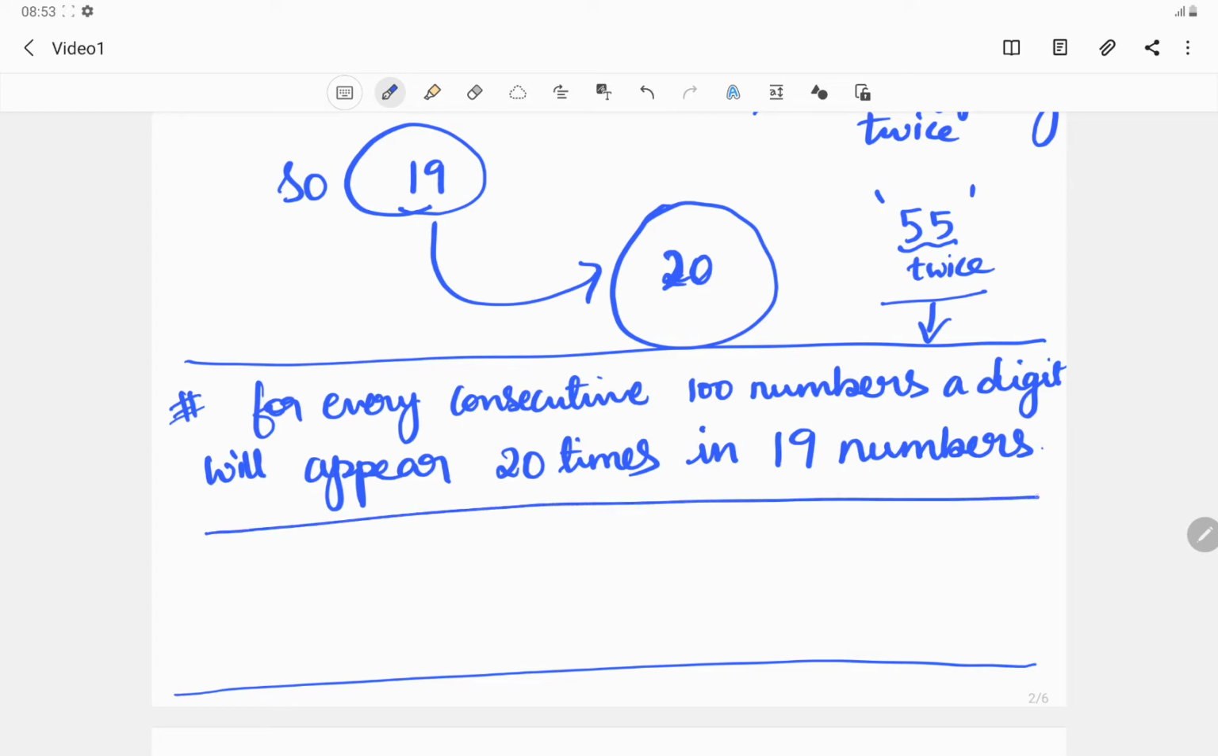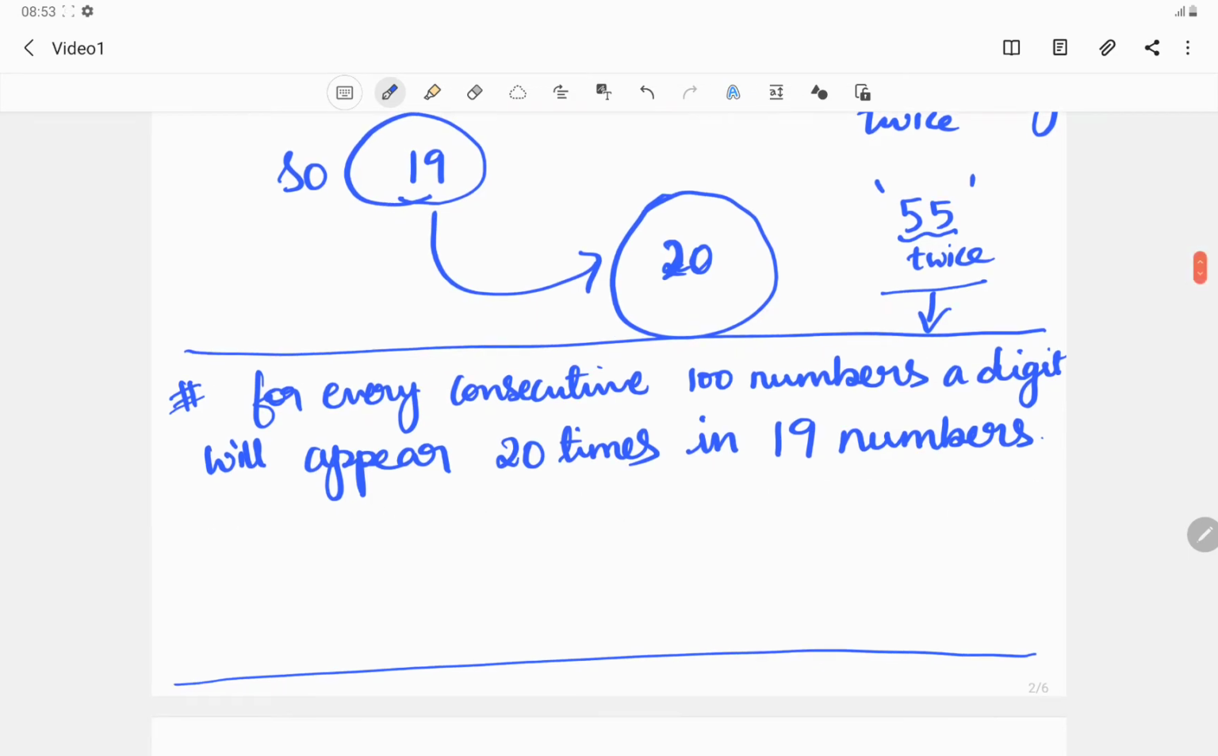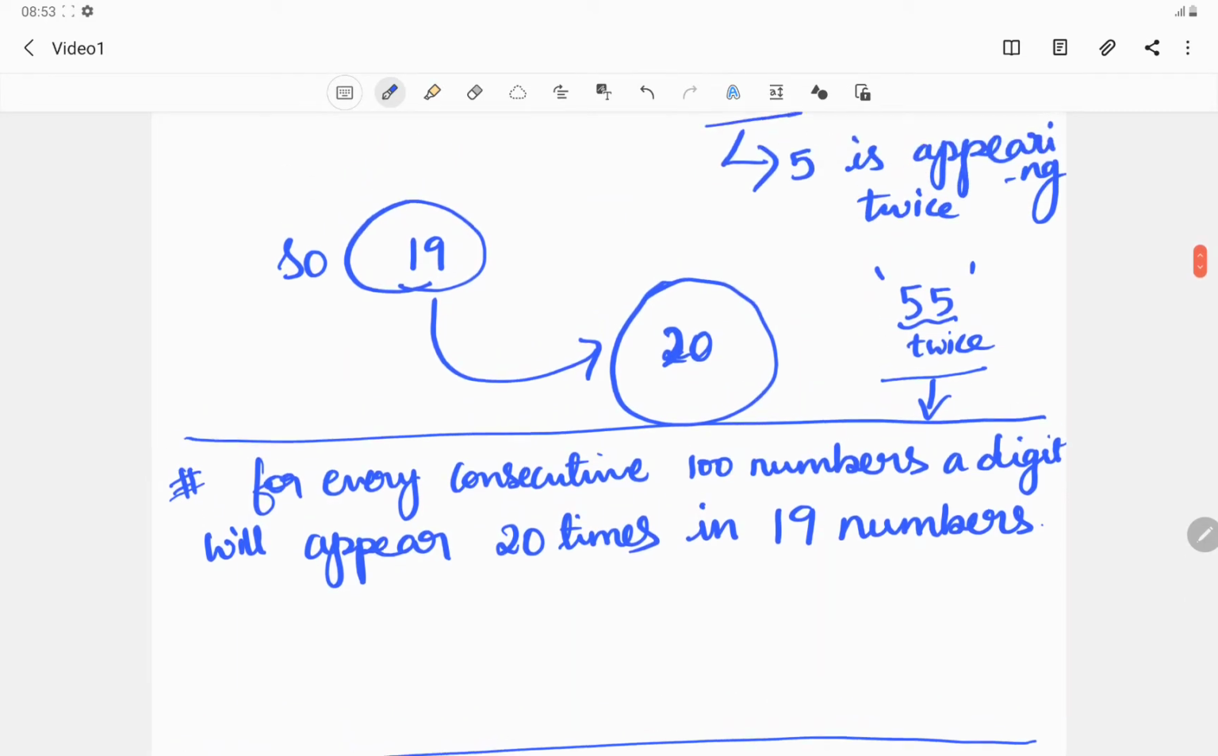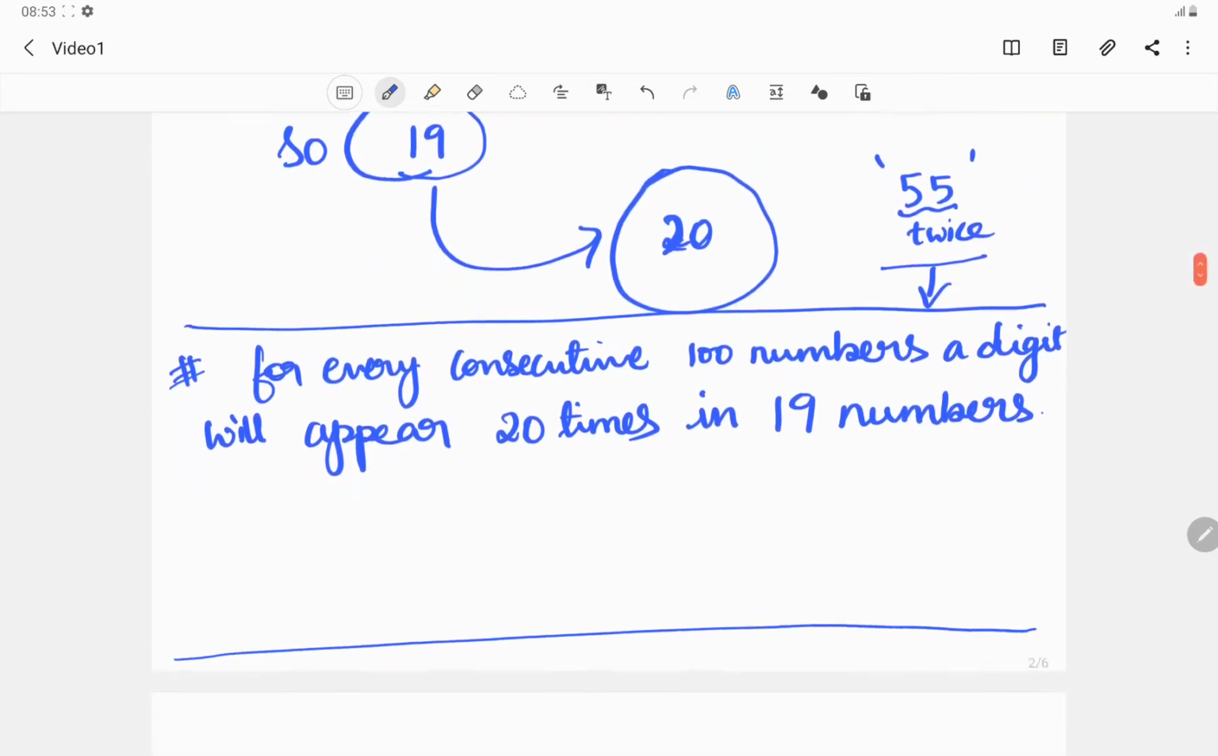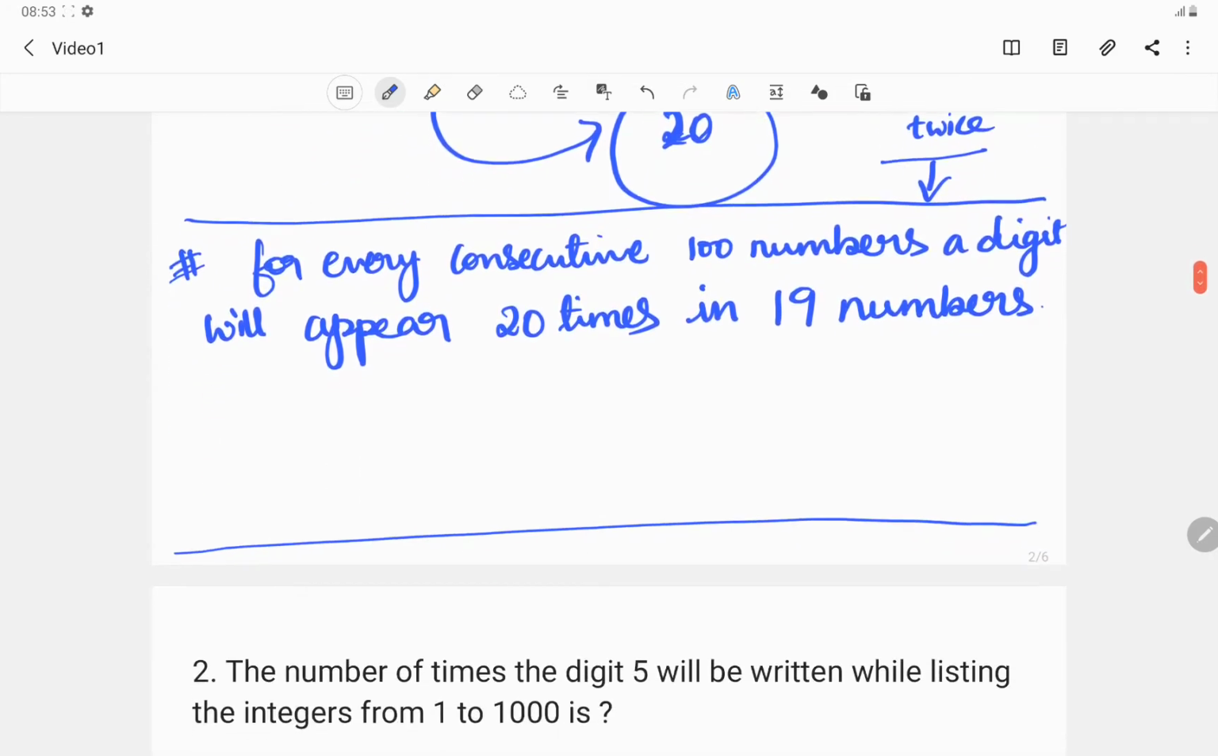This can be generalized. There is one particular instance where this won't work, which we will deal with later, but in most cases this will work. So for every consecutive 100 numbers, a digit will appear 20 times in 19 numbers. Now let us look at another question.